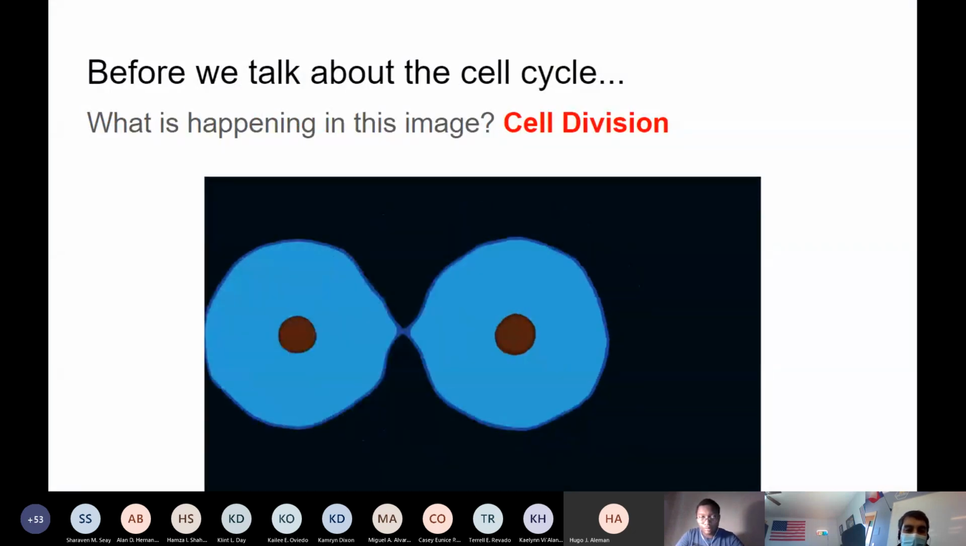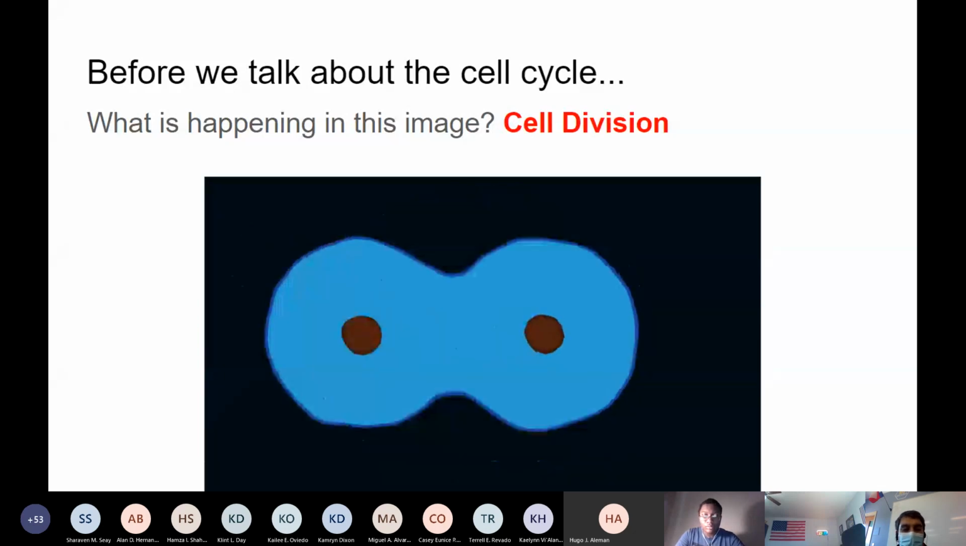Actually, before we talk about the cell cycle, let's return back to this image. We talked about this a bit yesterday. Does somebody want to quickly summarize what's going on in this image?